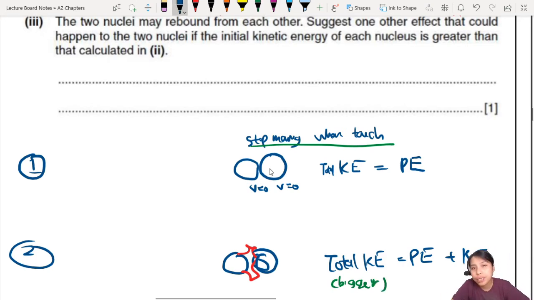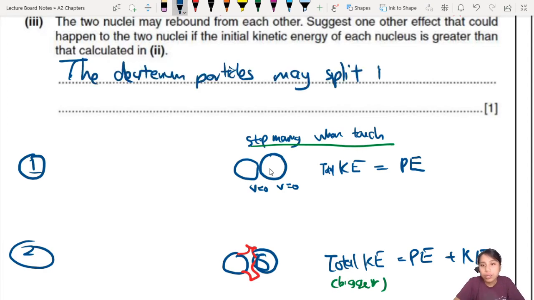Well, if you remember particle physics, there are a few things that can happen. Number one, these guys, when they smash together hard enough, might split into subnuclear particles. So that's one possibility. So the deuterium may split into subnuclear particles. This is what particle physicists do for a living. They smash particles together to see them explode and see what is inside the particles.